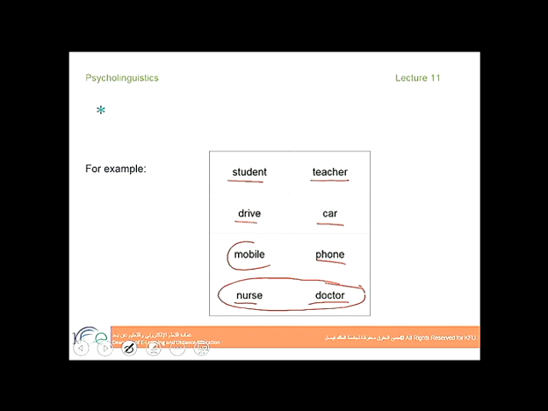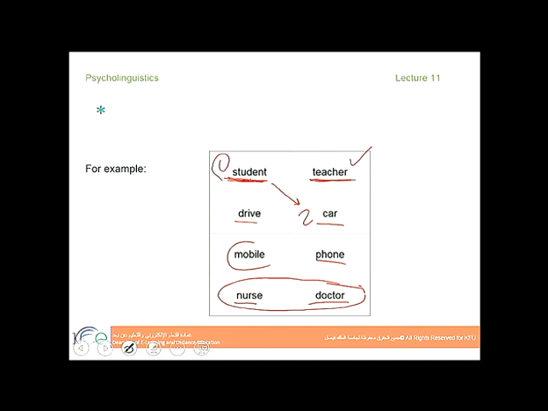Now compare a word or a prime, student, followed by teacher. How do you think people will respond to the word teacher? Faster or slower? Faster, because they are related to the same semantic field. But let's say first I show the word student, and then car.